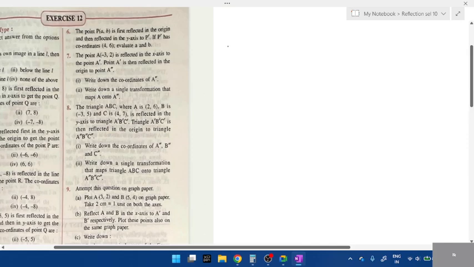Look at the sixth one. Your point P, students. No value is given. It is first reflected where? Reflected in the origin. If it reflects in the origin, what's the answer you get? Minus a comma minus b. Reflection in the origin.